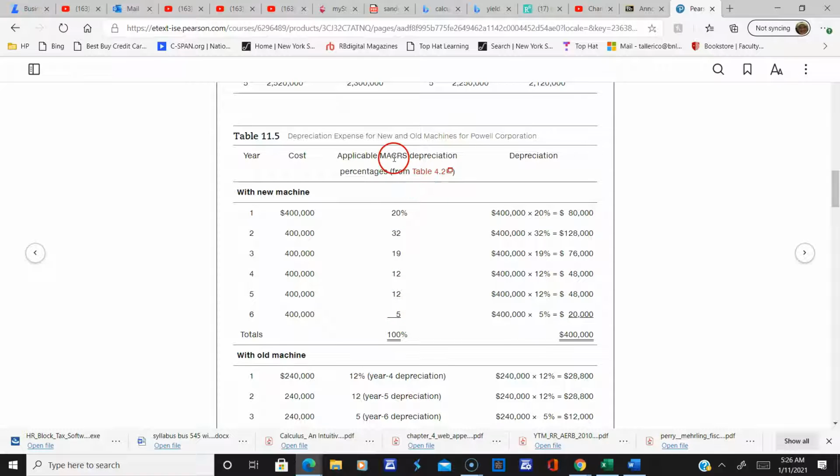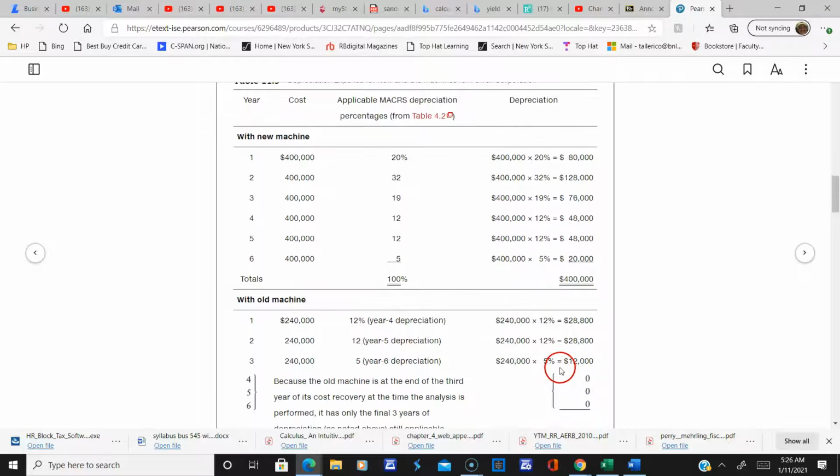So this is the modified accelerated cost recovery system, and you can look at table 4.2. They tell you if you want to read more about this. So you just multiply these, and you can clearly see after 6 years, I know they say 5, but there's always an extra year because it's done in the middle of the first year. All right, and so here it is fully depreciated.